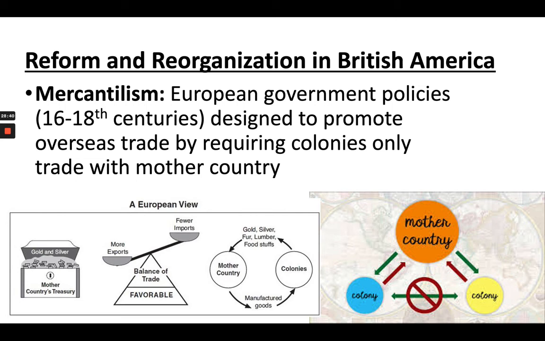So basically, the colony produces raw materials, sends those raw materials for cheap to the mother country. The mother country then buys these materials for cheap, processes them, makes money off the processing, and then sells the processed goods back to the colony, right? So you can see how the mother country is making money every step of the way, and the colony is spending money, right? You have a trade imbalance that benefits the mother country over the colony.